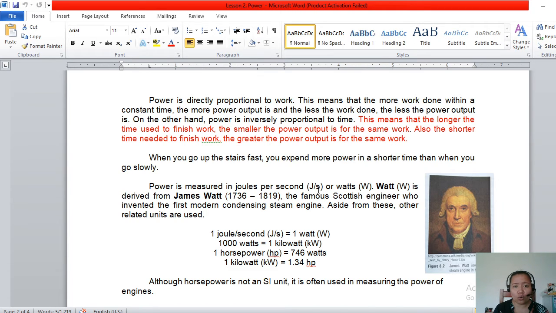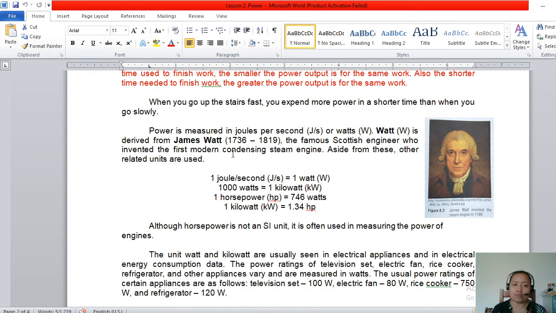So J over S, or watts. These are the units of measurement for power. Watt, or in symbol W, is derived from James Watt, the famous Scottish engineer who invented the first modern condensing steam engine. Aside from this, other related units are used. So here are the units that are being used.